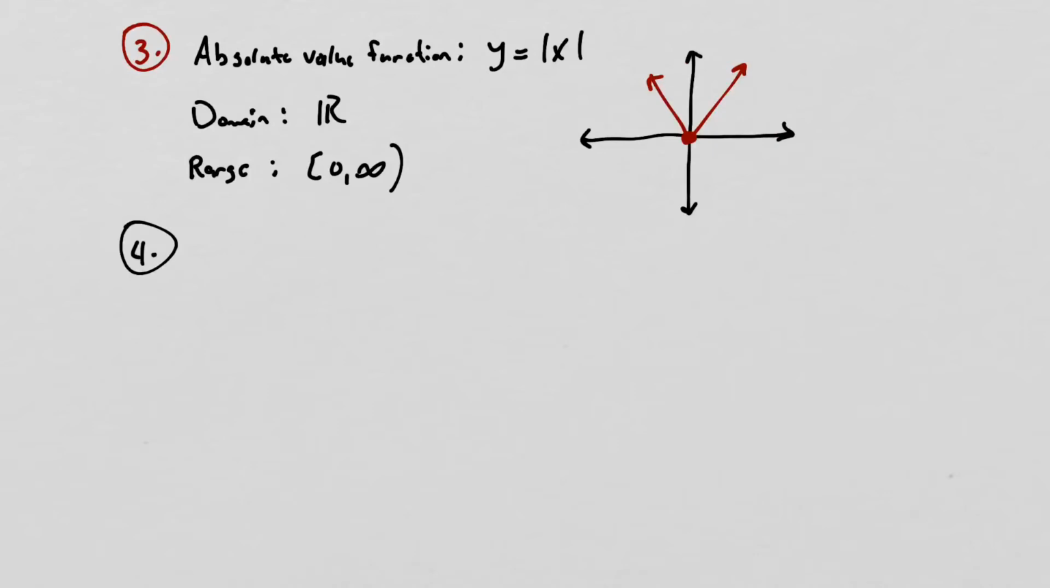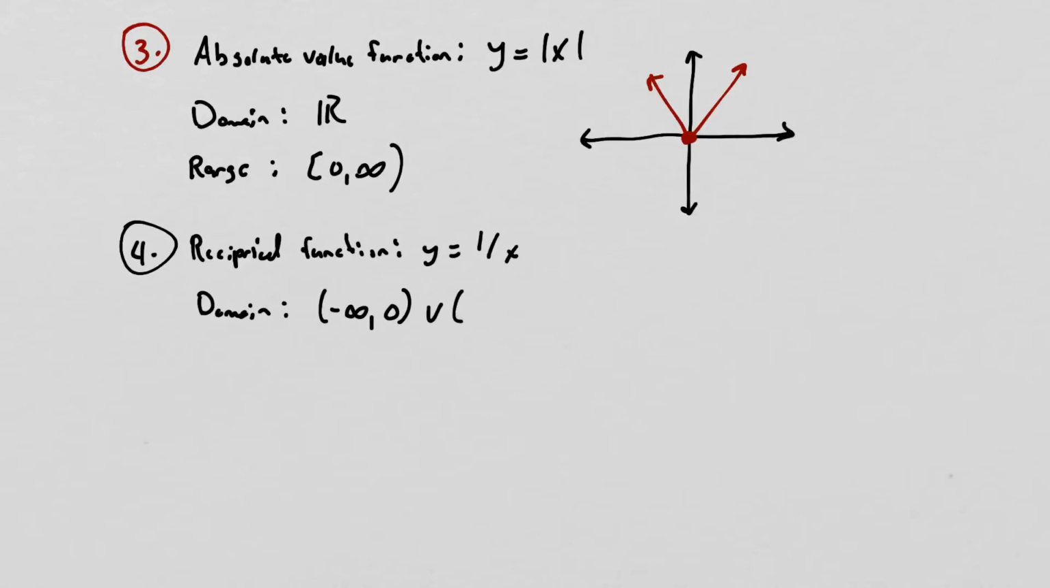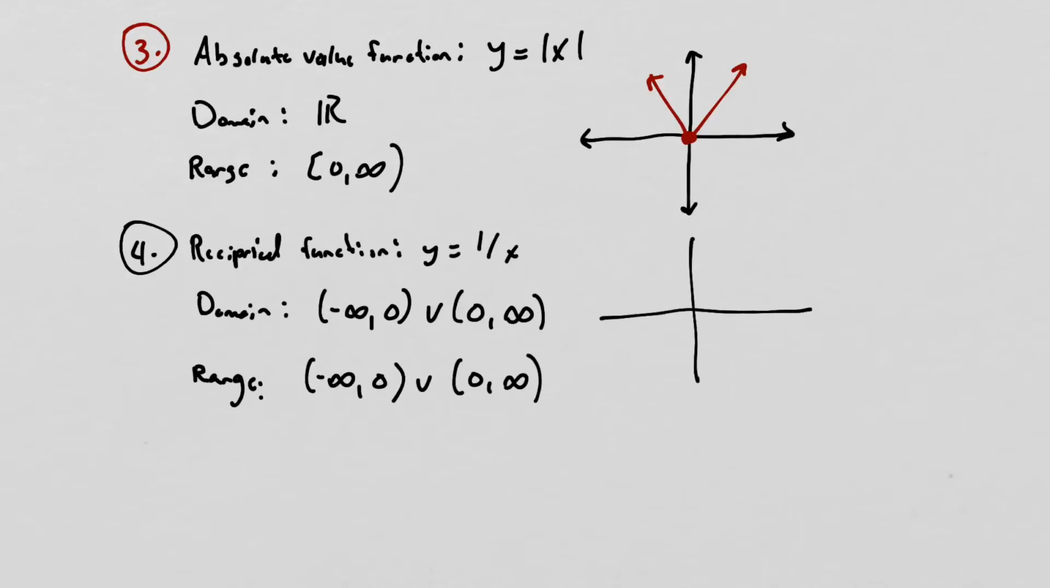All right, the fourth one, we'll be looking at the reciprocal function, which is given by y is equal to 1 over x. The domain of this function is going to be all real numbers except for 0, which is negative infinity to 0, union 0 to infinity, and it has a range of all real numbers again except for 0. And the graph of such a function looks something like the following.